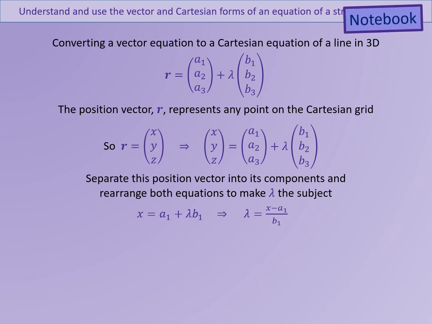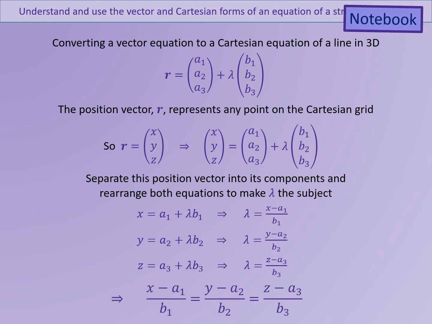In the same way, we can do this with the y component, rearranging this to give us lambda, and with the z component, rearranging again to give lambda. Now, because they all have lambda as the subject, we can now put each of these 3 fractions equal to each other. So the Cartesian form of the line can be written as x minus a1 over b1 equals y minus a2 over b2 equals z minus a3 over b3.